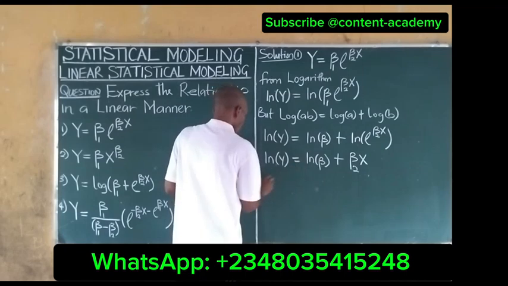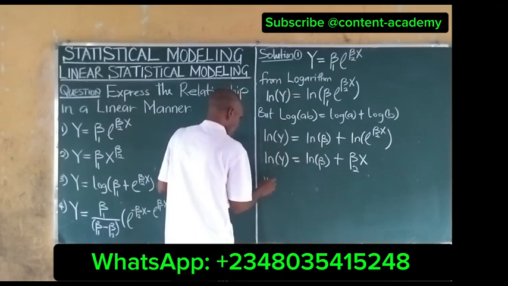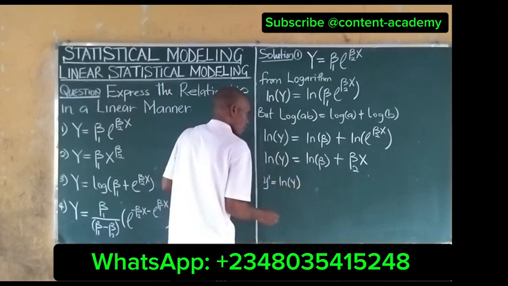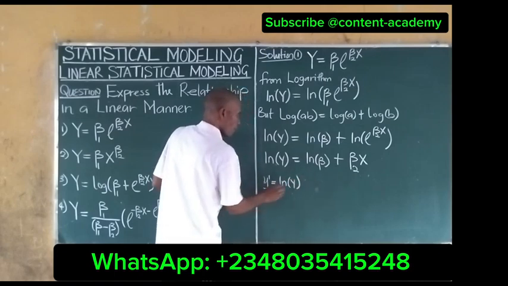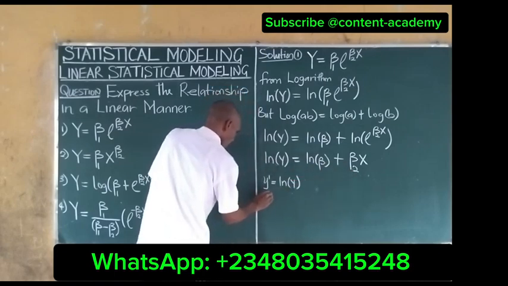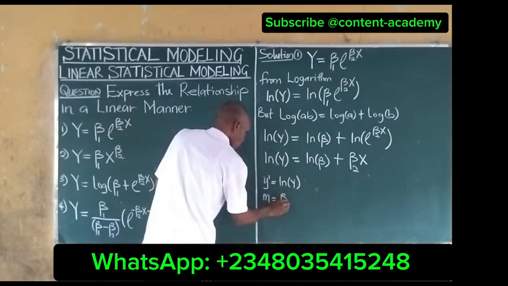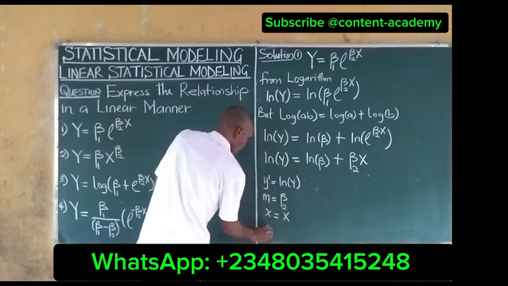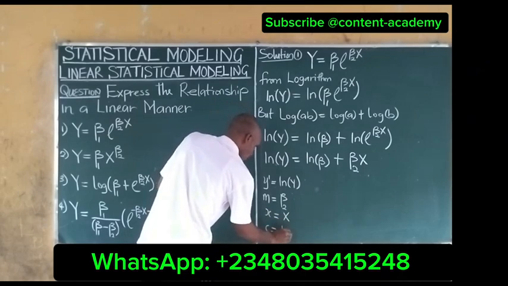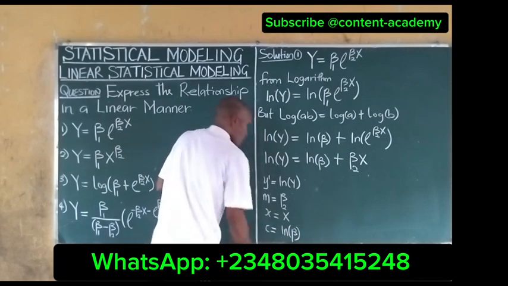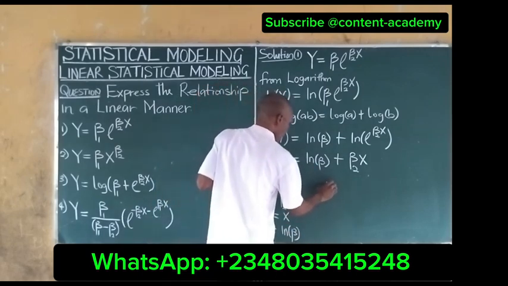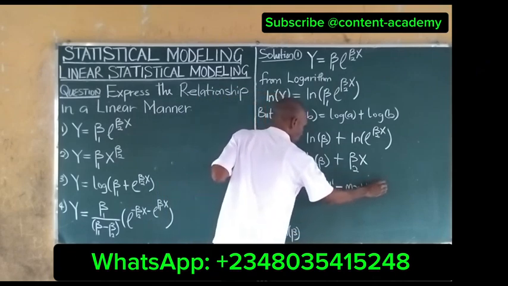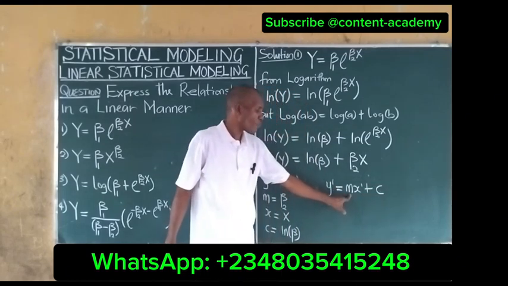Of course, we can compare with our linear form. Y is equal to ln y. We also have our slope, which is m, equal to b2, x equal to x, and our c, which is the intercept, equal to ln b1. So we can simply write y equal to mx plus c, where m is our slope and c is the intercept.